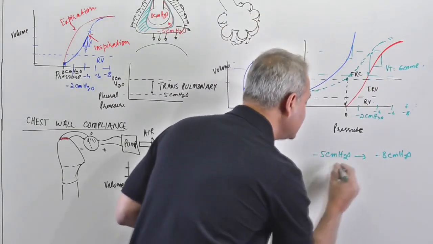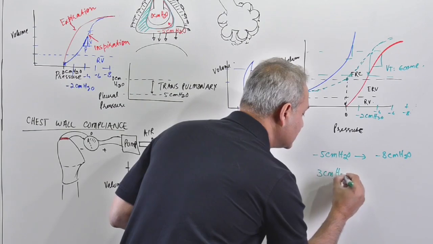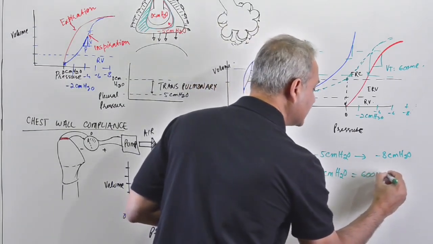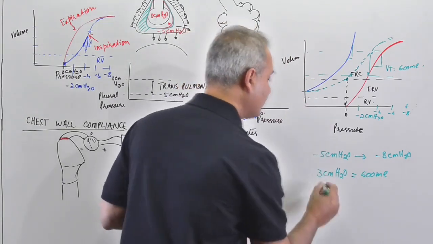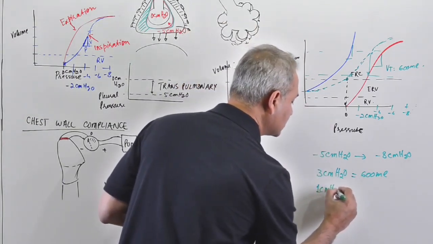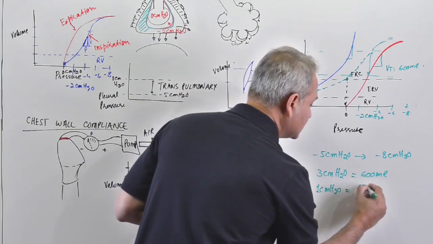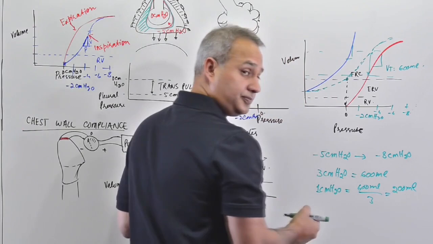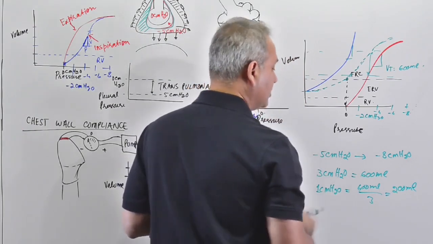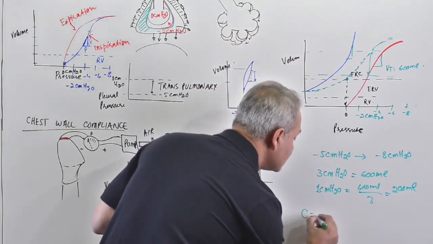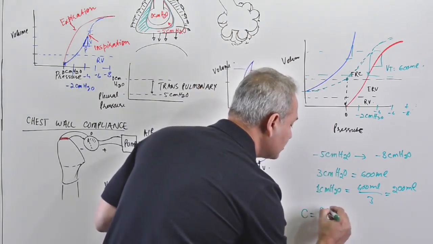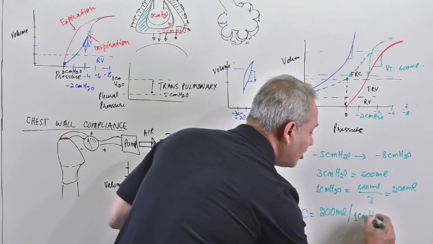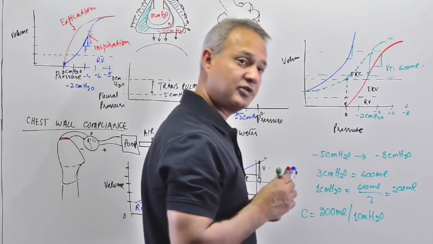So over here for 3 centimeter, and now this is the USMLE question, for 3 centimeter water change, you have 600 milliliter tidal volume moving in. What do you think for 1 centimeter water change? 600 milliliter divided by 3 equals 200 milliliter of the volume, or you can also say that the compliance of this lung equals 200 milliliter of the volume change per 1 centimeter of water pressure.